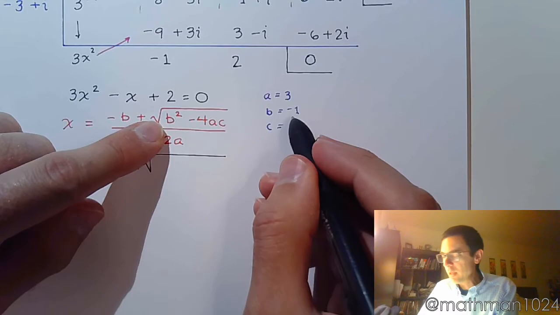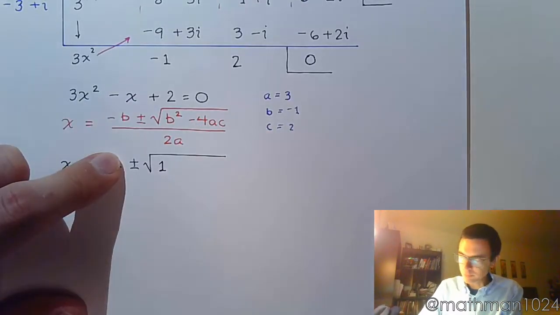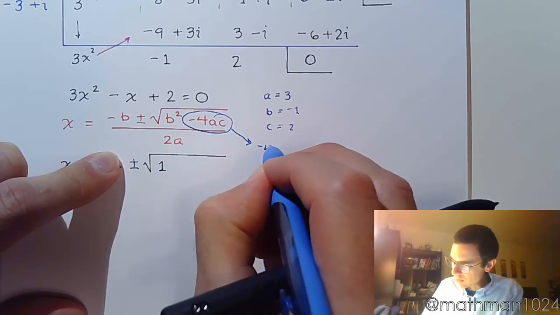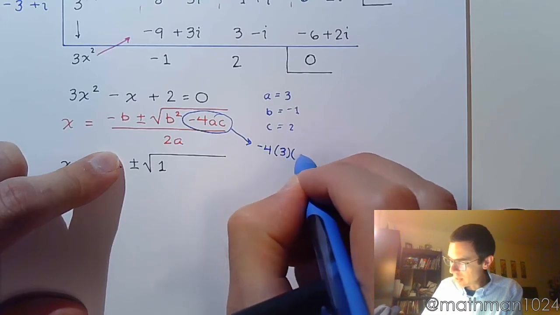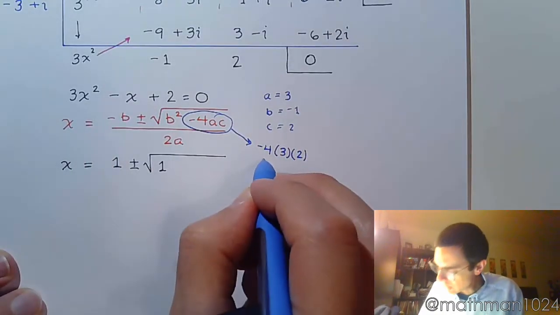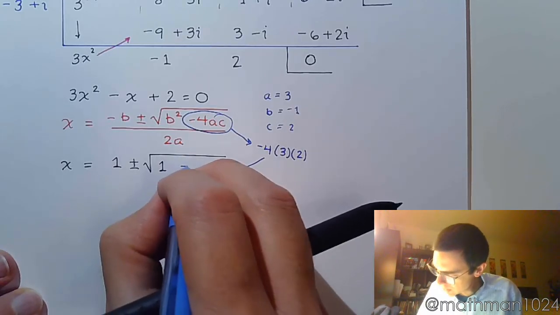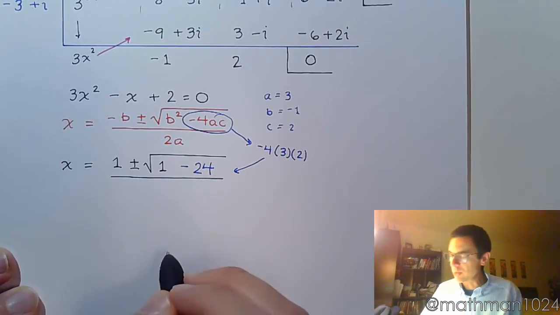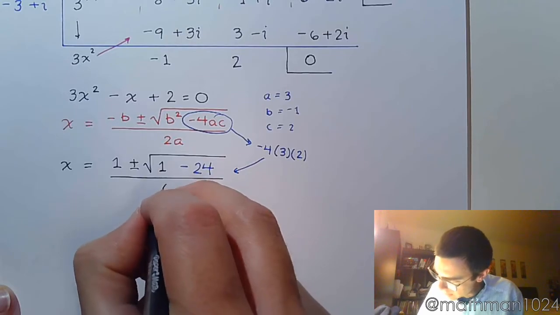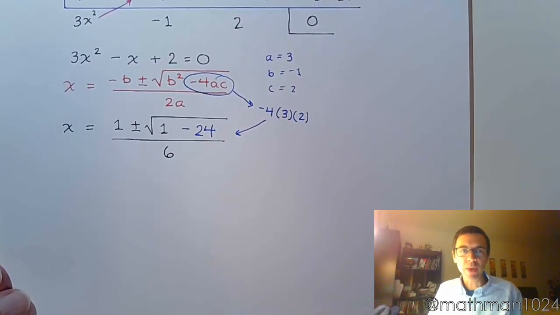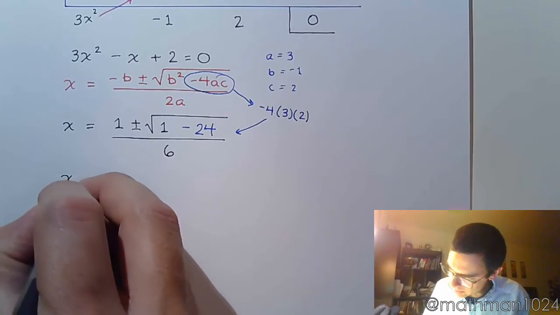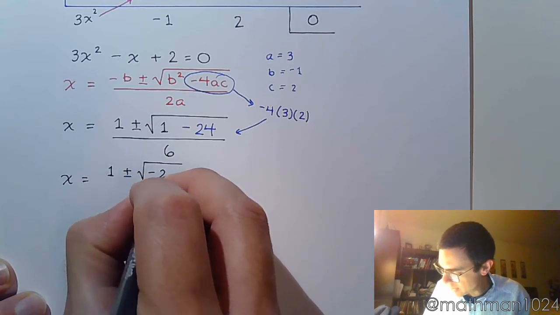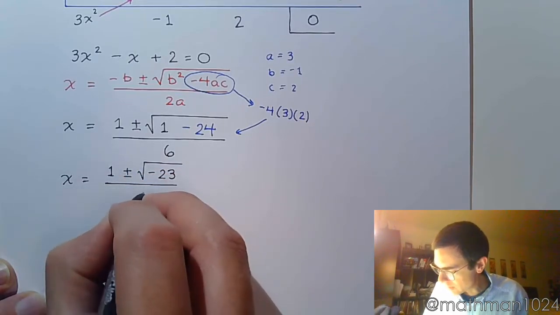So b squared, well, if b is negative 1, you square that, you get positive 1, minus 4ac. You know how we like to do this off to the side. So negative 4 times a, which is 3, times c, 2. So negative 4 times 3 times 2 is negative 24. This is all divided by 2a, so since a is 3, 2 times a is 6. And the rest of this is just a matter of simplifying this expression that we have. So it's 1 plus or minus the square root of negative 23, all divided by 6.